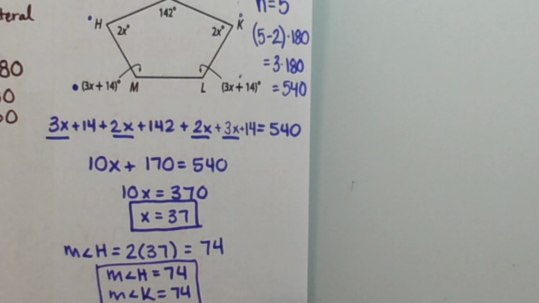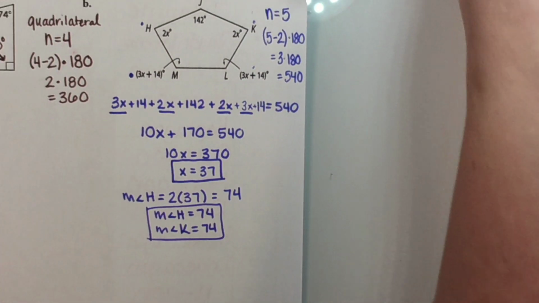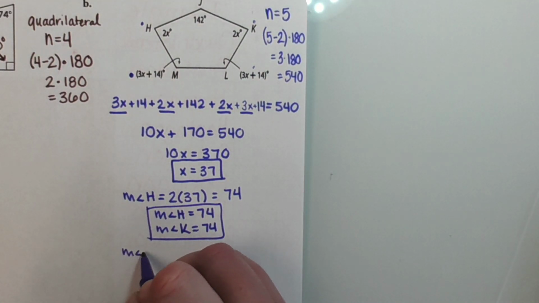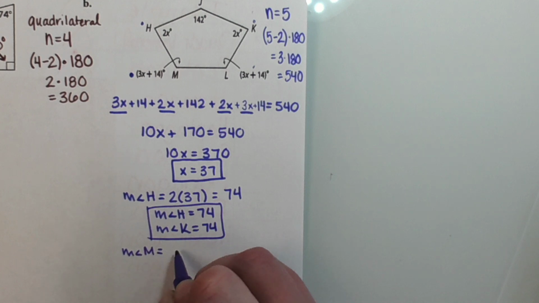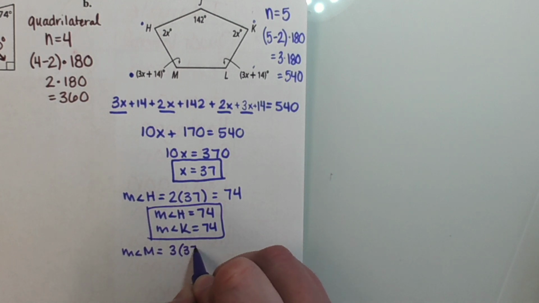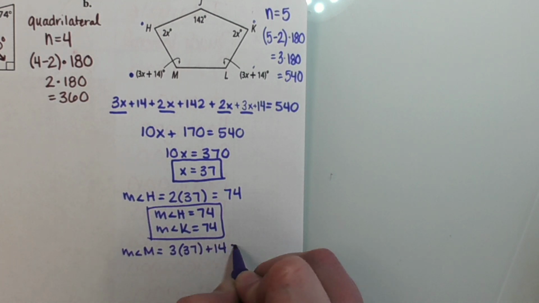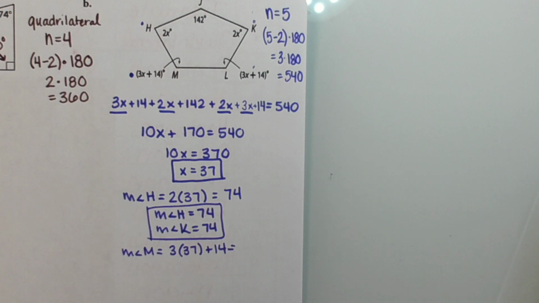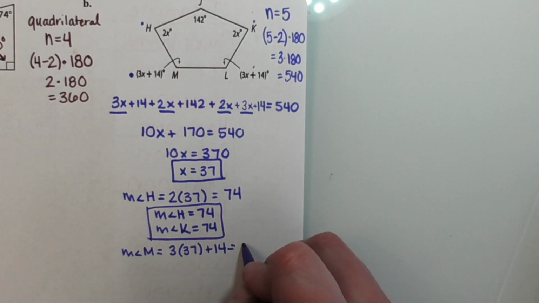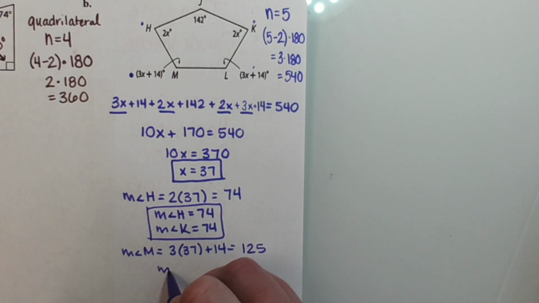M and L are both 3x plus 14. Plug back into them as well. 3 times 37 plus 14. Y'all got calculators. You don't have to do it in your head. Is 125. Measure of angle M is 125. Measure of angle L is 125.